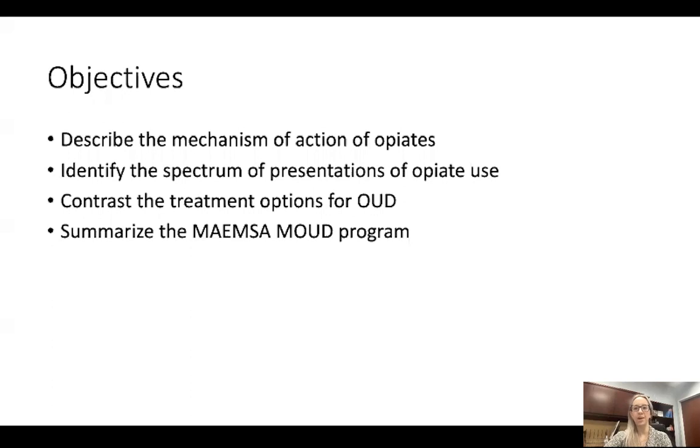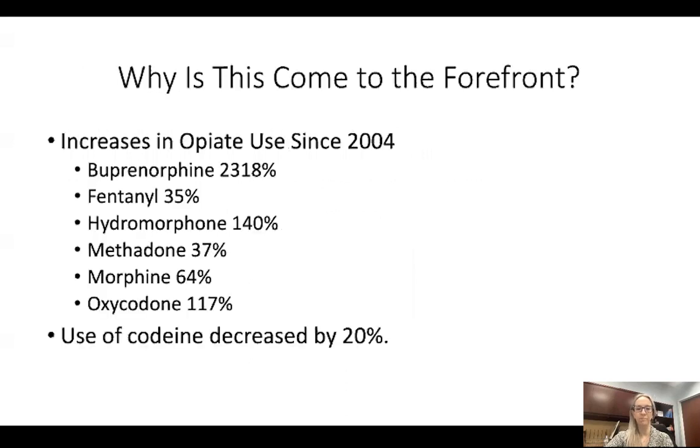So let's talk about the objectives. What do I want you to know and be able to teach me and tell me after this lecture? So I want you to be able to describe the mechanism of action of opiates. And we're not talking about at the molecular level, we're talking about at a high level. I want you to identify the spectrum of presentations seen with opiate use. I want you to contrast the treatment options for opiate use disorder. And then we're going to be able to summarize the MIAMSA MOUD program.